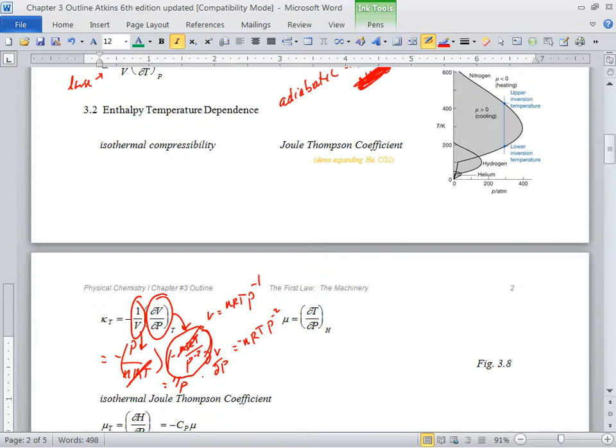The point is just that you end up with the idea that low pressures have a higher isothermal compressibility, and well, you kind of already know that. It's kind of common sense, but.